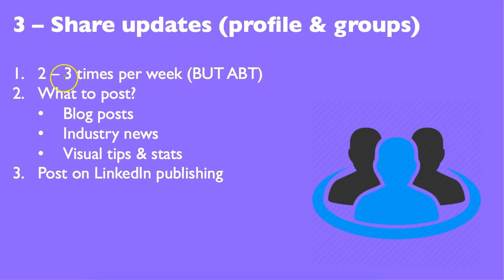What that means is this is the formula that works for me, but make sure you test for your business and see how much frequency you like. Number 2, and here are some ideas. I'm sure you're thinking, I understand I have to post on LinkedIn, but what should I post? So here are 3 ideas. You can share your blog content. You can share industry news in your niche. You can also create visual tips and stats, like visual quotes and infographics, in your niche.